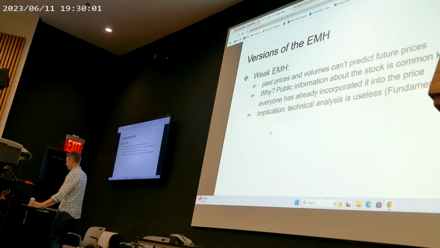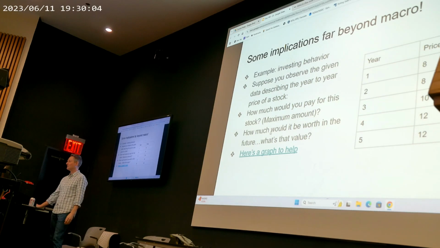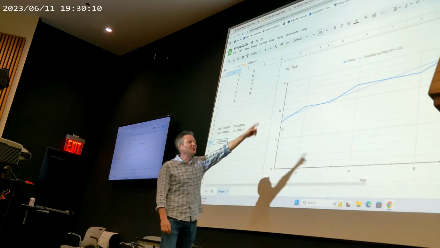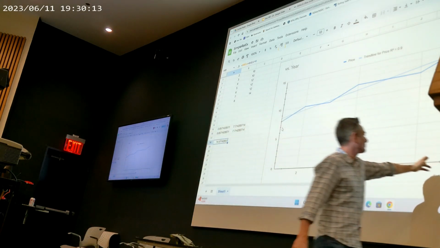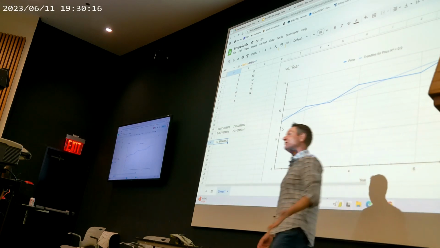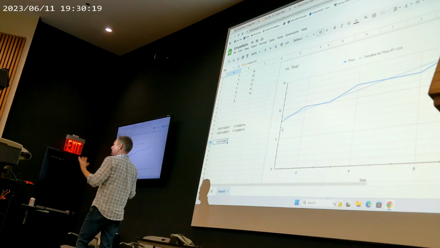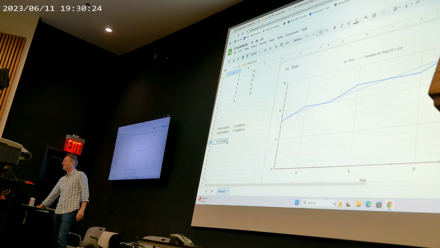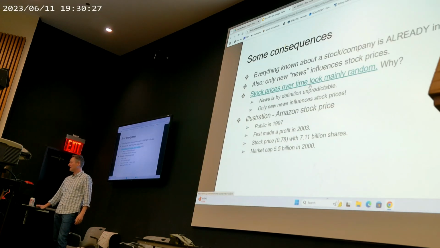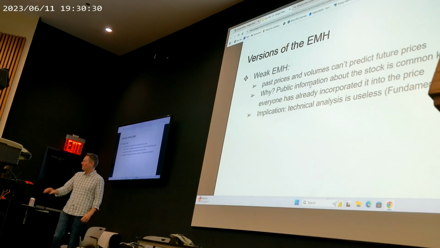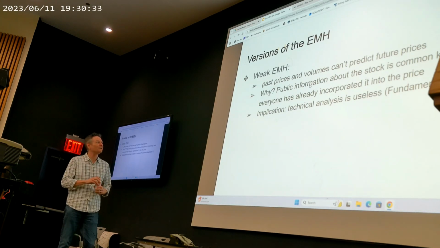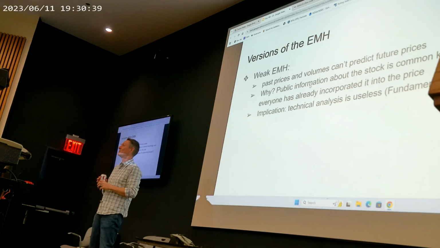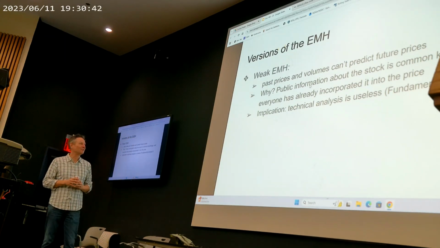And indeed, that's exactly what my example here suggested: that everything about this was an illusion. The linear trend doesn't help us. All you need to know is the price at the last point in time, and some information about the statistical properties of the series, if I want to say it in a sophisticated way. Other than that, nothing's going to help you predict the stock. So past prices and volumes can't predict things. Well, why is this the case? Public information about the stock is common knowledge, and everyone has already incorporated it into the price. All that stuff is already in there.